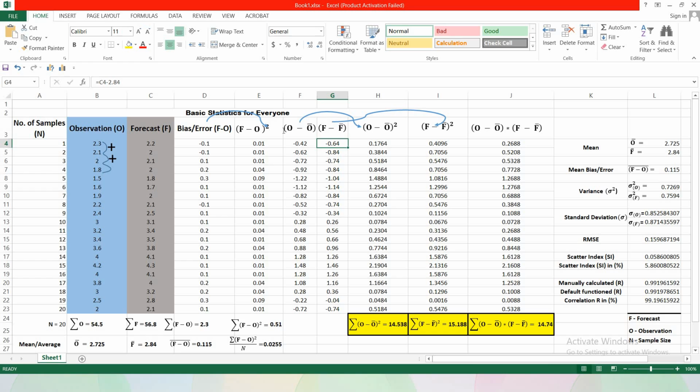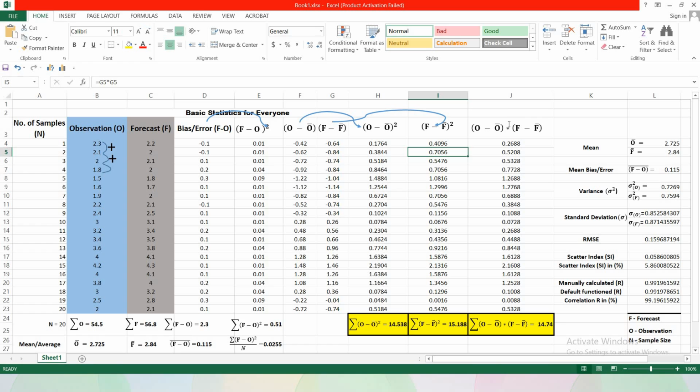The next two terms are the squares of O minus O bar and F minus F bar. That is the squared difference between the observation and the mean of the observation, termed O minus O bar squared. You can see that is the square of the F column. And the squared difference between the forecast and the mean of the forecast is represented as F minus F bar squared. It is the square of the G column. If I place the cursor in this cell, it shows G4 into G4, the square of the G column.